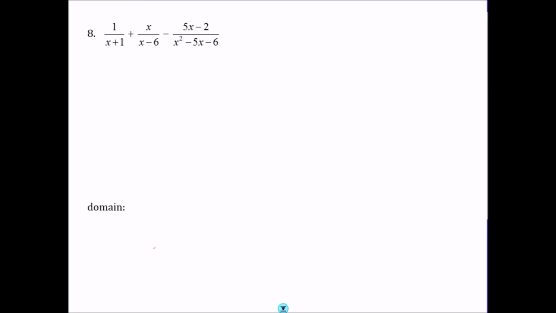Let's try one more that's a more complicated problem. We have 1 over x plus 1 plus x over x minus 6 minus 5x minus 2 over x squared minus 5x minus 6. Before we find our LCD, we need to make sure that all of the denominators are factored. x plus 1 is factored, x minus 6 is factored, but we can factor x squared minus 5x minus 6. So that'll end up being x minus 6 times x plus 1.